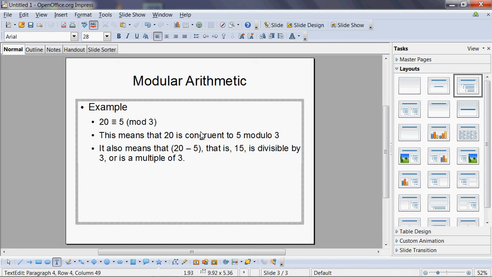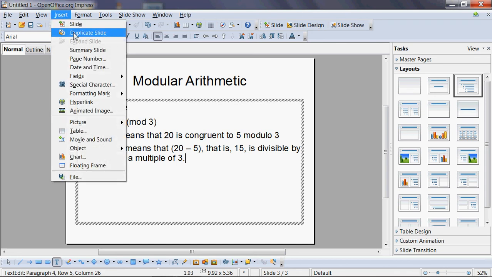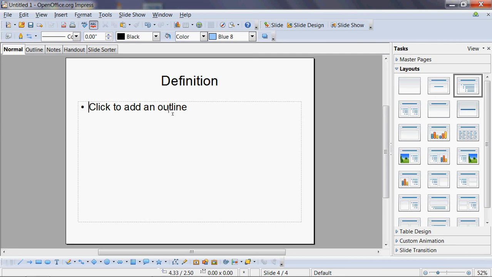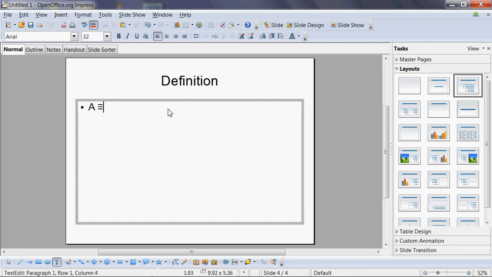So let us state the definition of modular arithmetic. Definition: A is congruent to B mod n if and only if A minus B is a multiple of n. And note that here A, B and n are all integers.